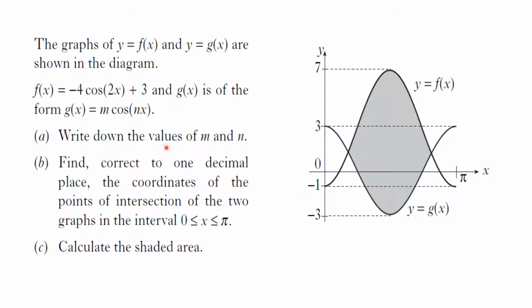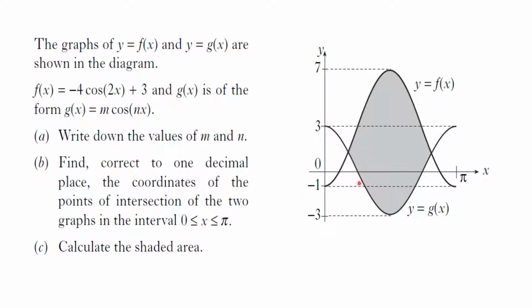So writing down the values of m and n, we have to actually study the function g(x). g(x) is obviously a cosine function because of the shape of it. And the maximum and minimum values have become 3 and -3 instead of 1 and -1. Therefore, the value of m is actually 3, which is the amplitude. And the value of n is actually the number of cycles for cosine.